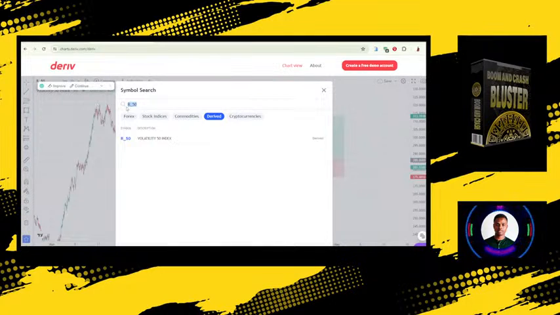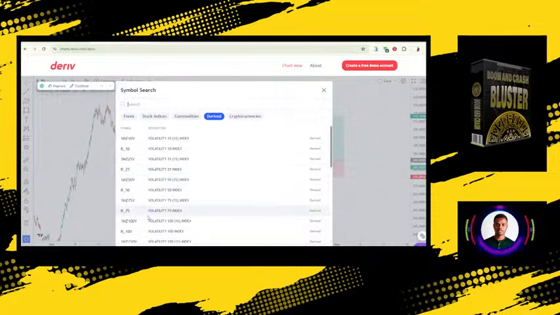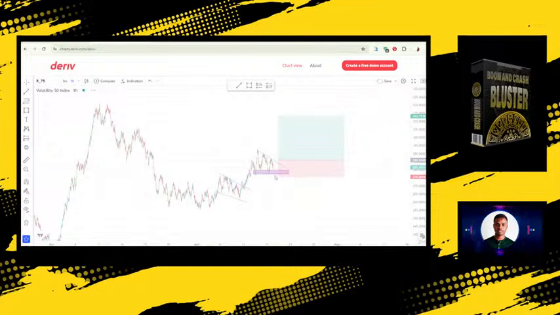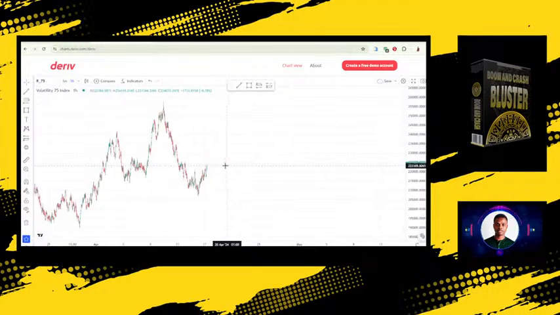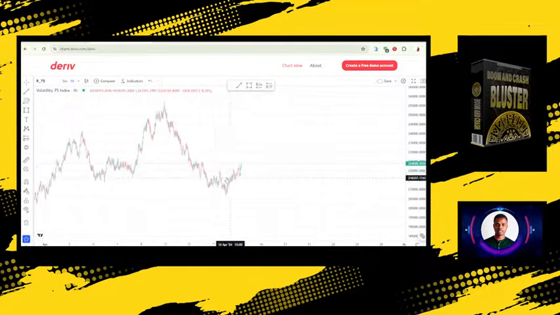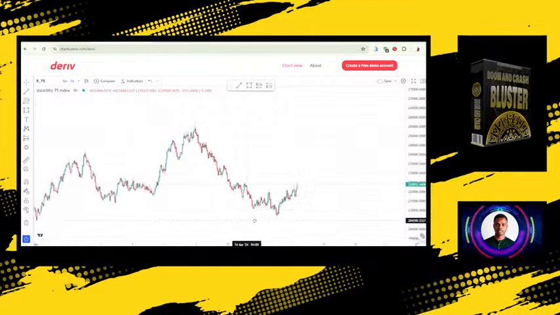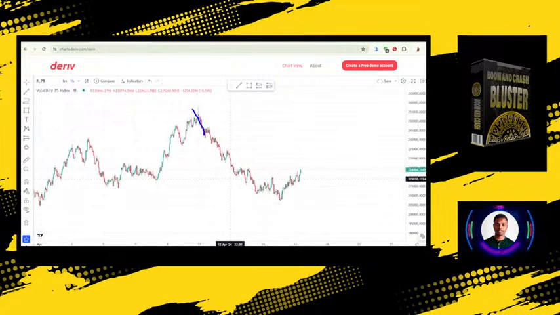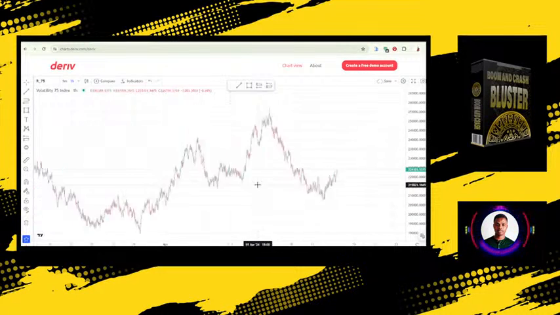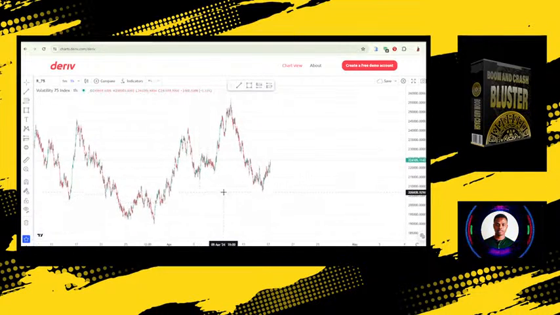Now let's move to volatility 75 index. Alright, this is volatility 75 index. I'm seeing an interesting price action. The market was pushing lower like this, and then it went up, it broke this previous zone. Now we are likely to push to the upside. Do we have zones to support us? Here we have this zone which might support us.